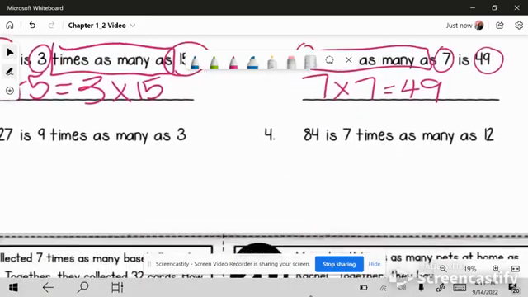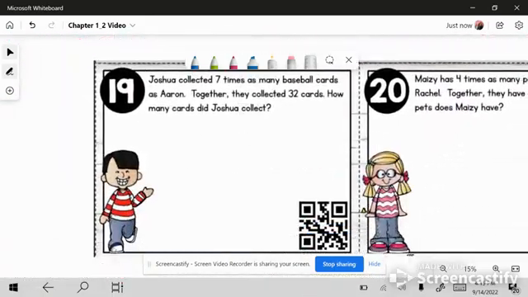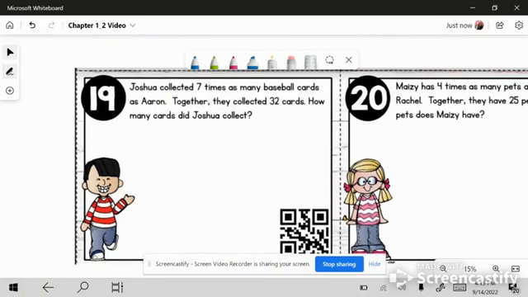All right, I'm going to skip these next two, and we're going to go on to the task cards that we were working on the last time. And this is where I'm going to show you how to create all the little boxes so we can show each step. So it says Joshua collected 7 times as many baseball cards as Aaron. Together they collected 32 cards. How many cards did Joshua collect? So we have a word problem.